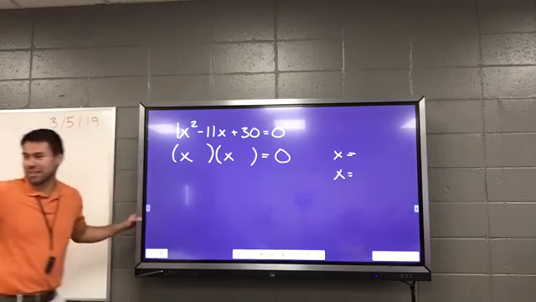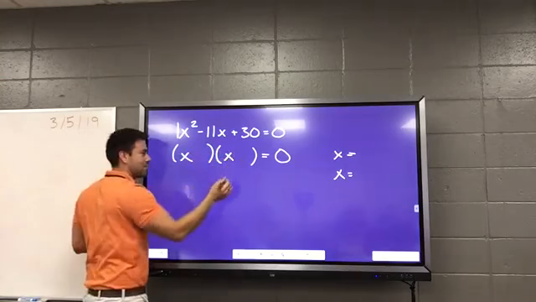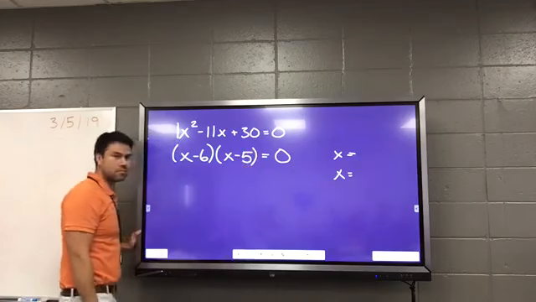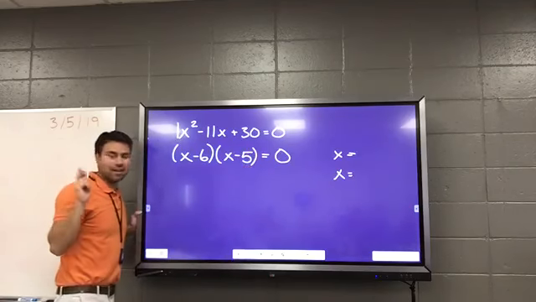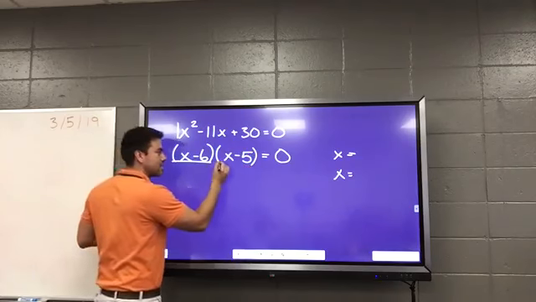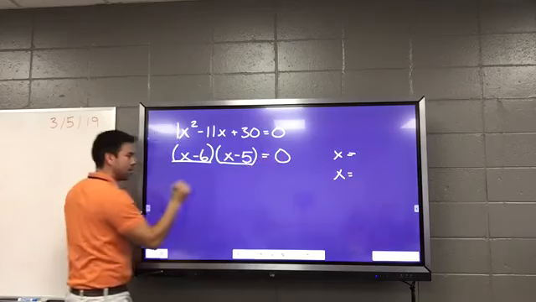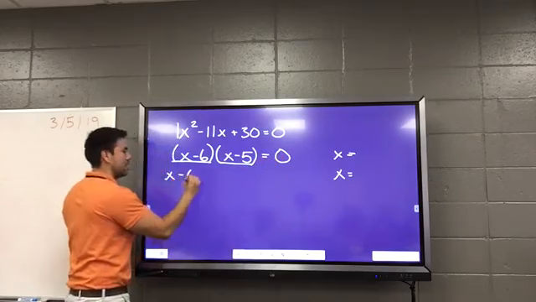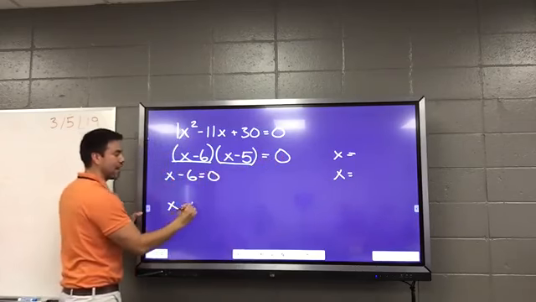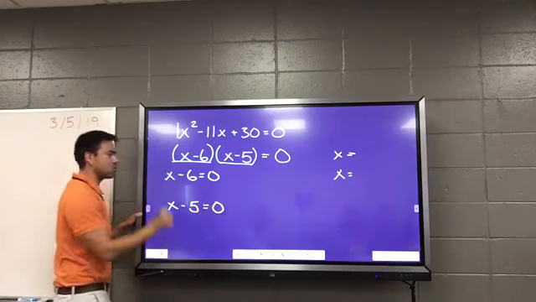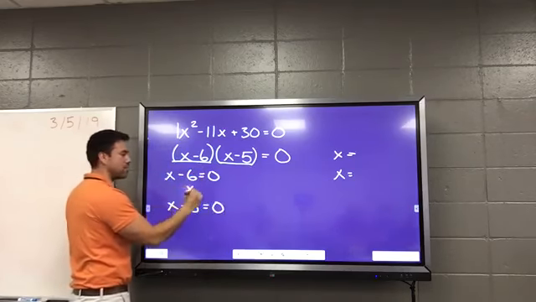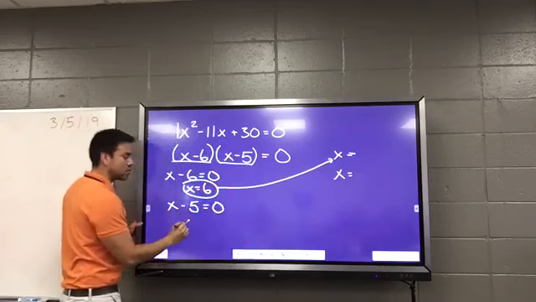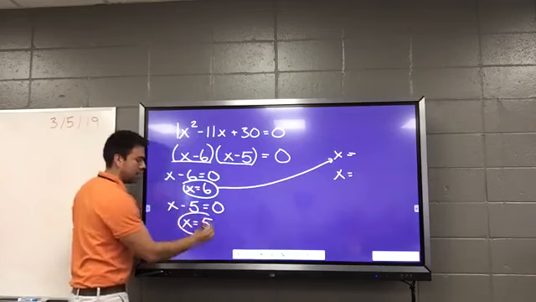Anyone know those numbers? Sydney, what are the numbers that go here? Negative 6 and negative 5. Listen to me carefully. If x minus 6 times x minus 5 equals 0, what do I know about x minus 6? It equals 0, or x minus 5 equals 0. So solve this equation, which is a one-step. x equals, that's one of my answers. That goes right there. And the other answer would be x equals, and that's my other answer.